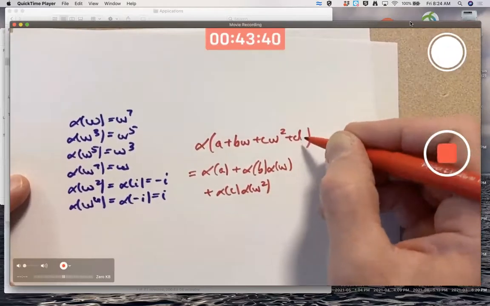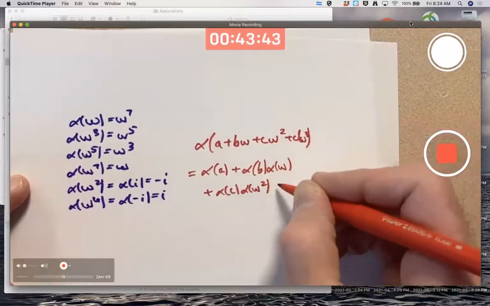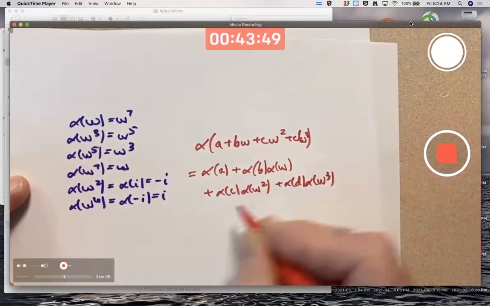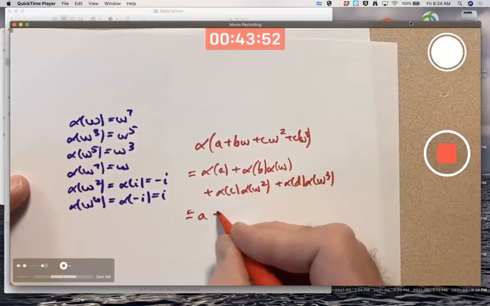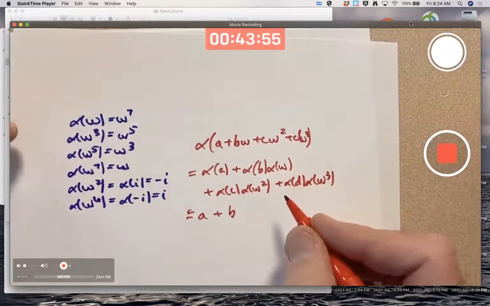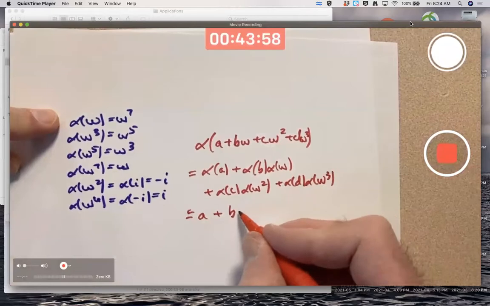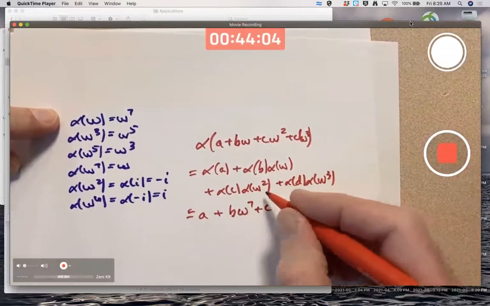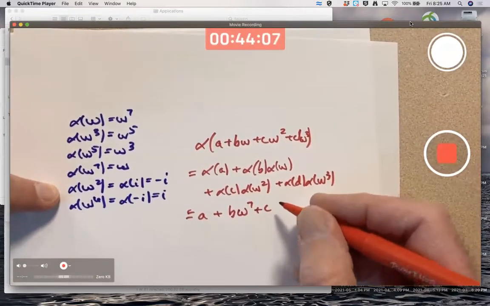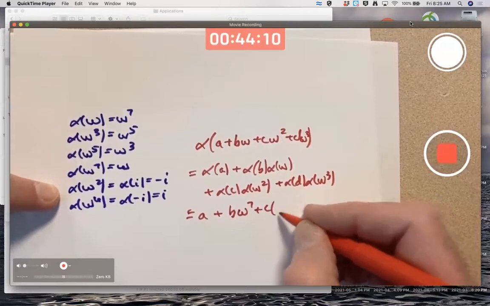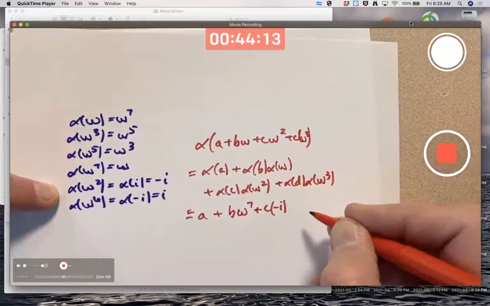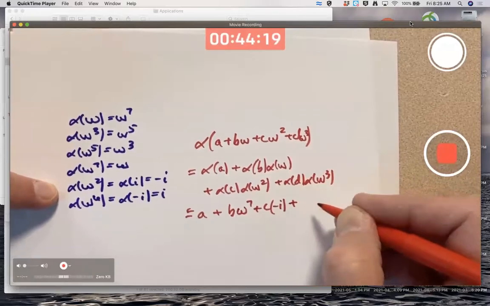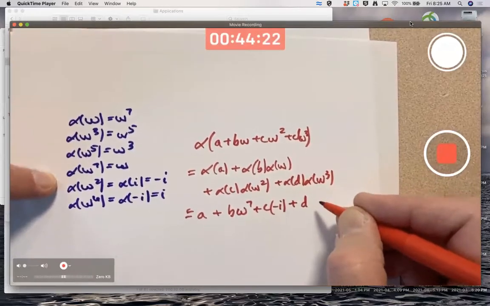Oops, forgot my omega cubed here. A, B, C, and D are all rational numbers. So alpha of A is A, alpha of B is B, alpha of omega is omega to the seventh. Alpha of C is C, alpha of omega squared is negative i, which is the same as omega to the sixth. And alpha of D is D, and alpha of omega cubed is omega to the fifth.